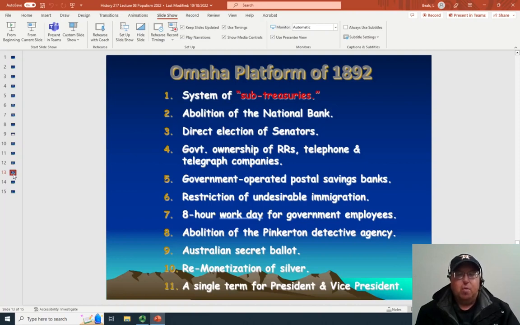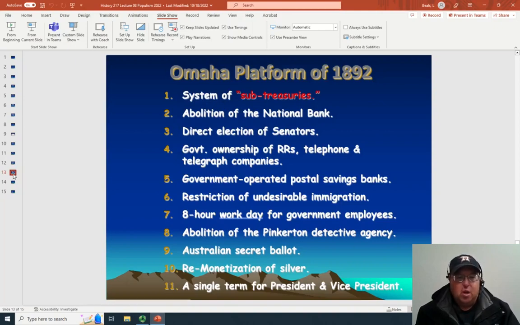Government ownership of railroads, telephone and telegraph companies, government-operated postal savings banks, restriction of undesirable immigrants. The 8-hour workday, that's more for factory workers and government employees. Abolition of the Pinkerton Detective Agency, the Australian secret ballot. Remonetization of silver, extremely important for Nevada. We're the Silver State, right?